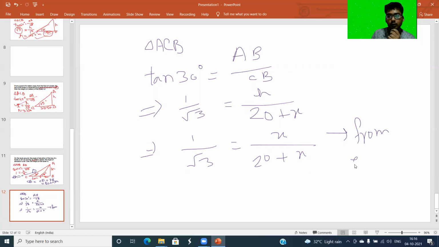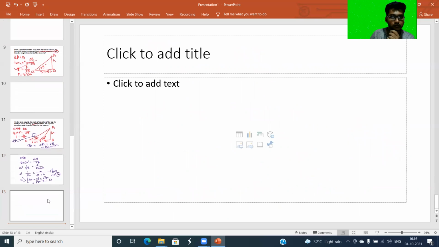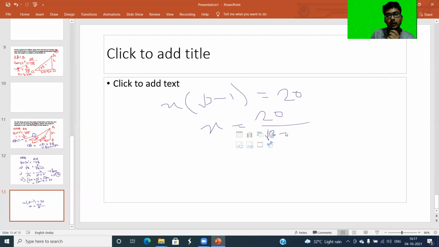From equation 1, how to solve it? 20 plus X equals √3x. √3x goes to the other side, so √3x minus x equals 20. Taking x common, x(√3 minus 1) equals 20. X equals 20 divided by √3 minus 1.